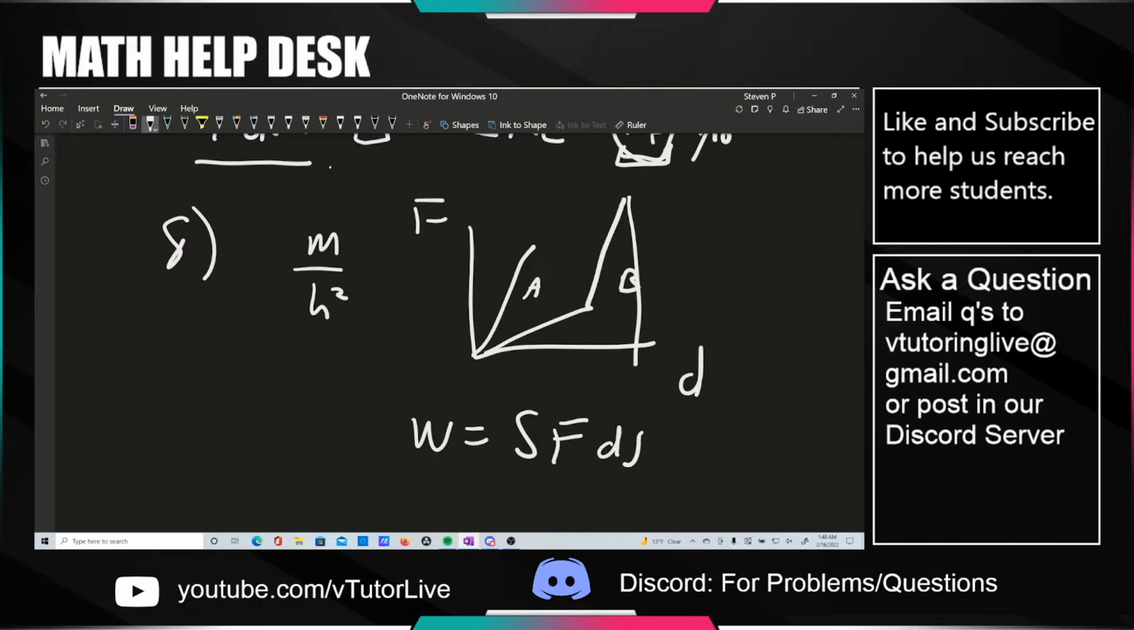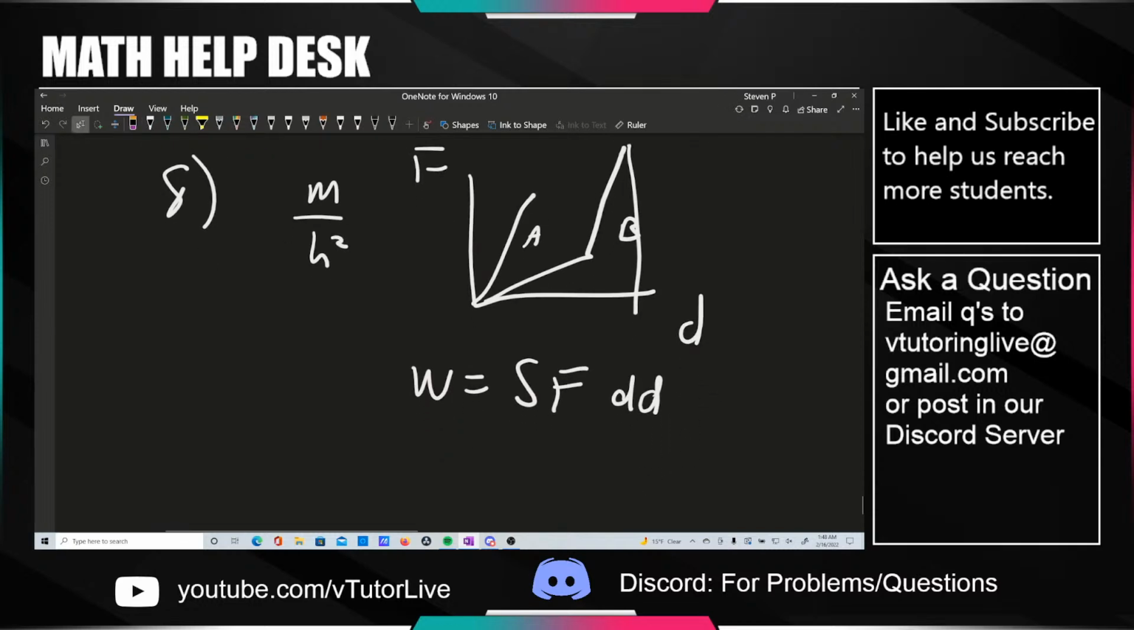Because now the forces are not necessarily constant, so you have to integrate. And instead of ds, it's going to be dd. This notation is kind of terrible. This d means the differential that you see in calculus, and this d is just the displacement. So yeah, this notation is terrible, but it is what we got. And remember, the integral is just the area under the graph.